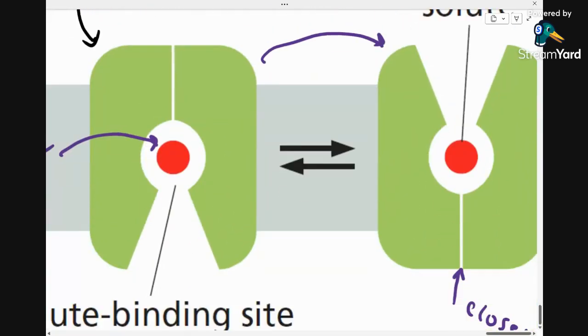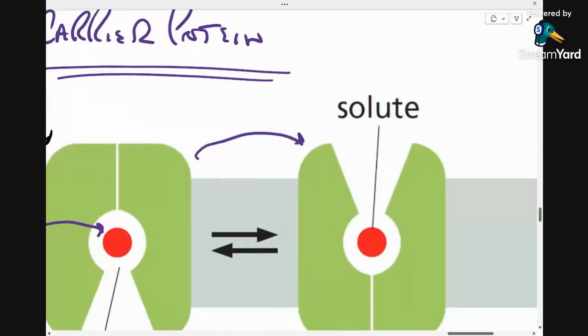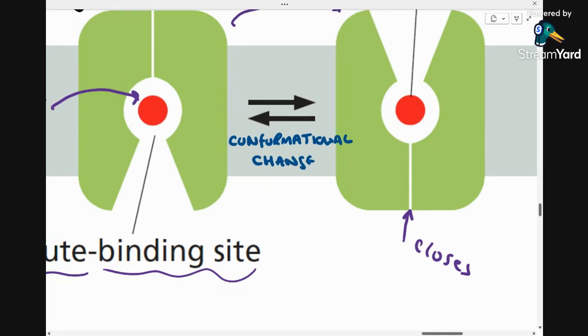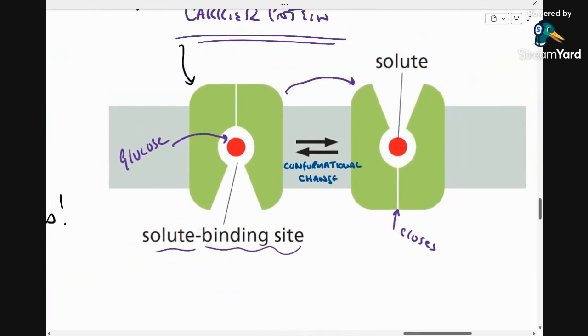The change of shape going from here to here, we give it a word in biology, really important. I'll write it here. It is called a conformational change. So binding of your solute, whether that's glucose or fructose or ions even, to the carrier protein causes a conformational change within its 3D shape, linking to the next topic, its tertiary structure.